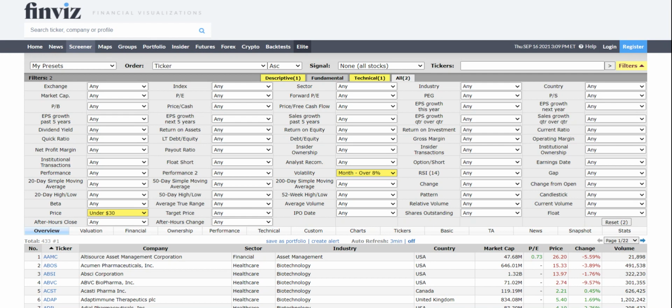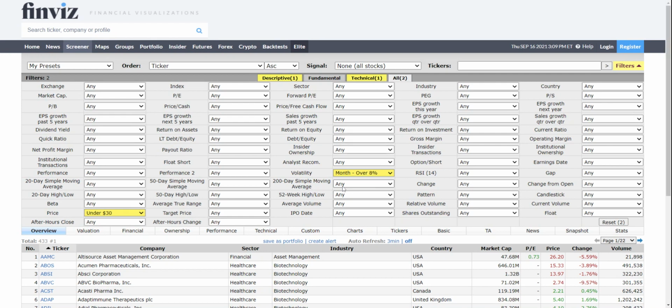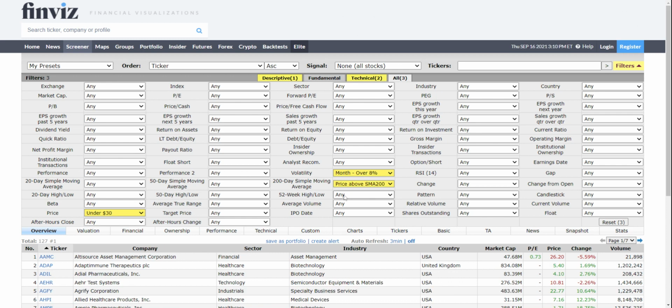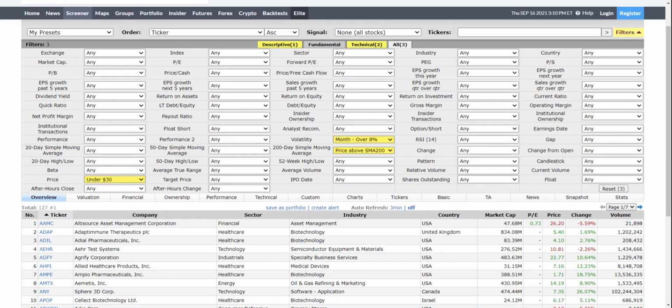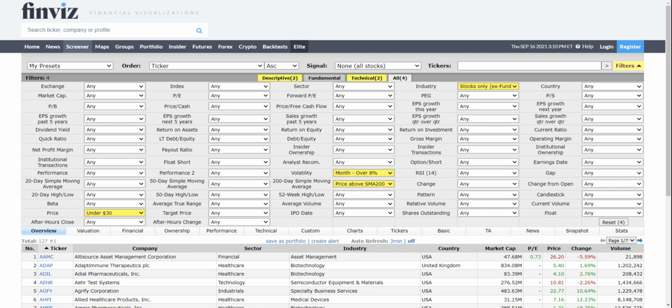The next thing that I'm going to be talking about will be the 200-day simple moving average. Basically it takes the last 200 days of closing prices and gives you the average. We want the price to be above that, and it will give us an indication that the stock is in a bullish trend overall. If the price is above the SMA 200, we can see that it is a bullish trend. Right now, we're left with 127 stocks. I go in industry and click on stocks only, and I will be left with exactly the same, so it makes no difference right here.